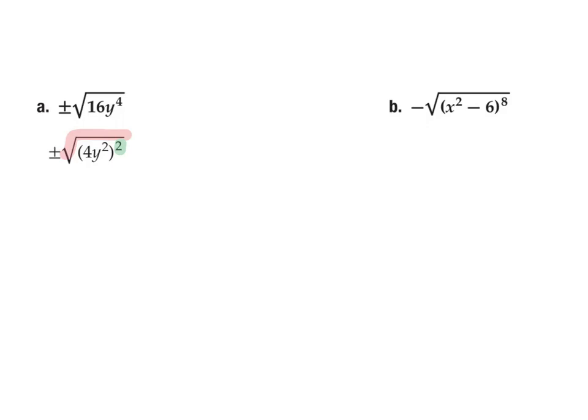Okay? So for this, we can just cancel out the square root and the square, and so my final answer is plus or minus 4y squared. Okay? The plus or minus is only there because the problem started off with that. When we take the square root of a number, we don't typically get a plus or minus. We just take a positive for a square root. It's only because it was there to begin with.